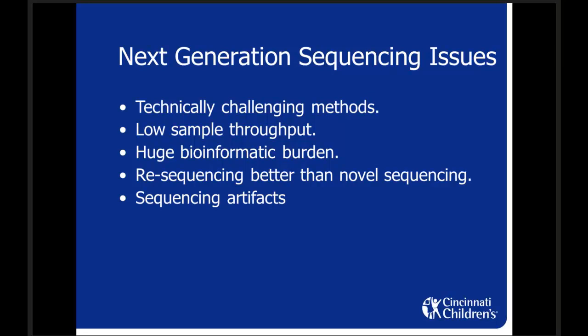The thing that we're going to be interested in is sequencing artifacts. These are places where variation is called when it's not really true. These can come about because of just bad sequence data or poor alignment, areas that got aligned to the genome wrong, and that caused a variant to be called that's really not there. There are other issues, but these are some of the things that you need to take into account.